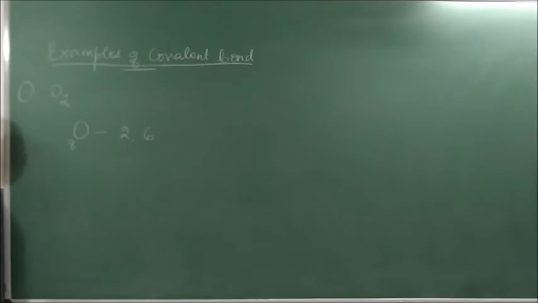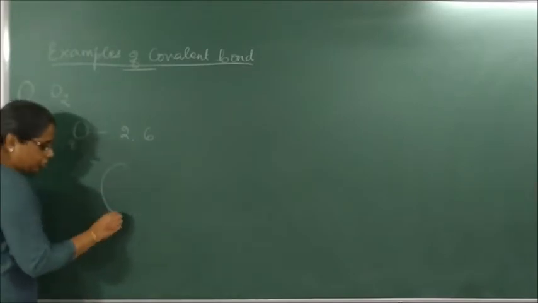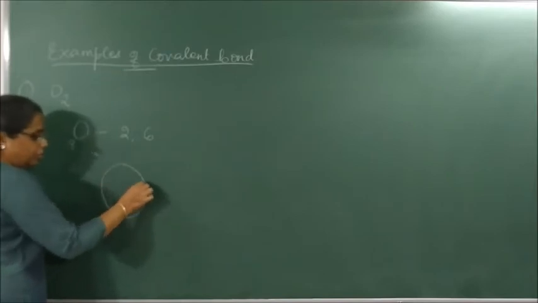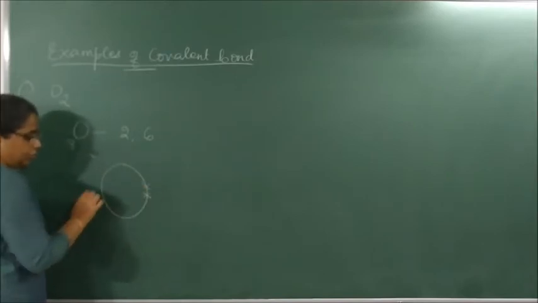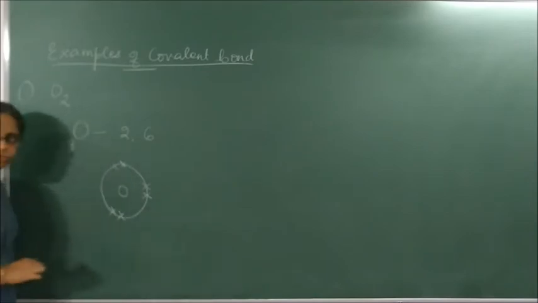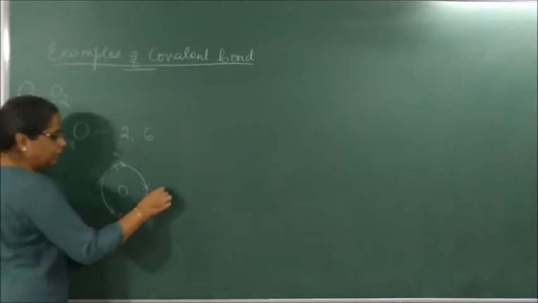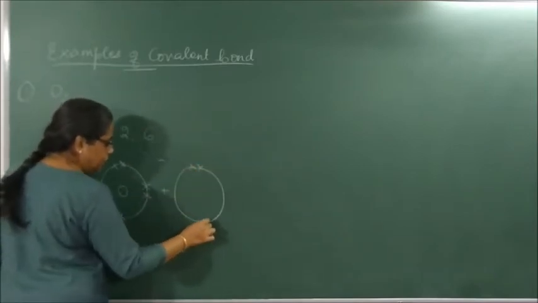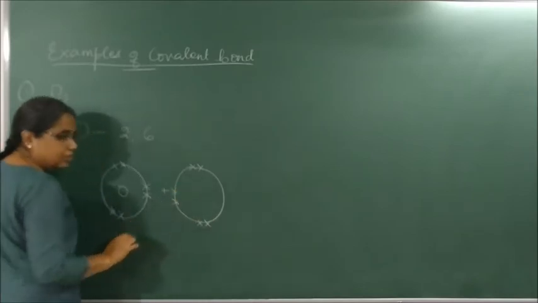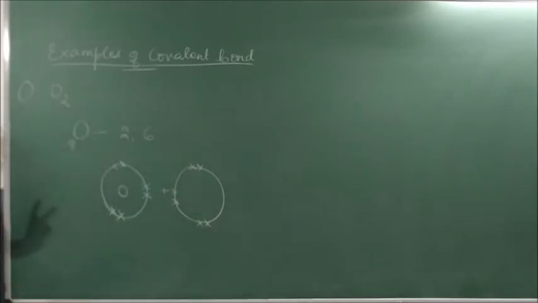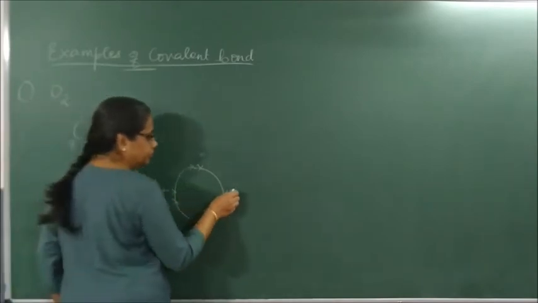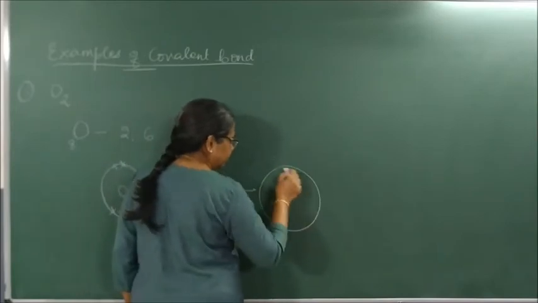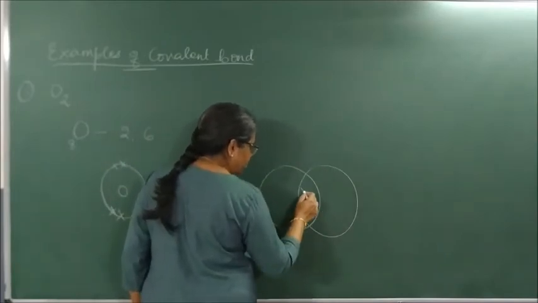To become 8, how many does it require? 2. So what we will do, while representing oxygen, we will put 2 onto one side. 1, 2, 3, 4, 5, 6. Either one oxygen, then another one I will put. 1, 2, 3, 4, 5, 6. Correct? Because I require 2 more, I have put 2 together. Fine? So what will it form? 1, 2.